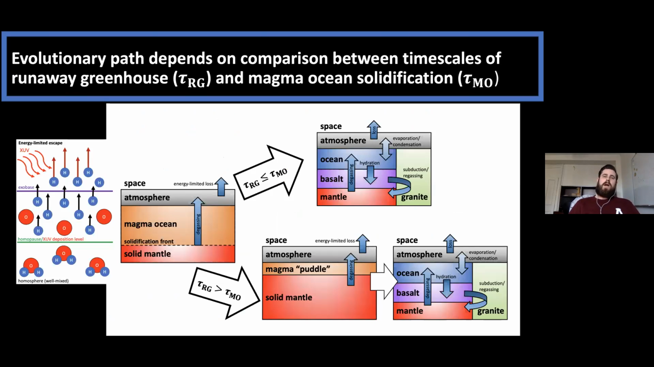And so this evolutionary path will not only depend on the time scale of how long the runaway greenhouse is, but it will also depend on how long it takes for the magma ocean to solidify itself. The interplay between these will create two different paths that I show here. After the magma ocean phase, if the runaway greenhouse phase is shorter than or equal to the magma ocean phase, so the runaway greenhouse is over by the time the magma ocean solidifies, then we switch into this deep water cycling based on plate tectonics. Water can go from the interior to the surface, vice versa, and it can be lost to space.